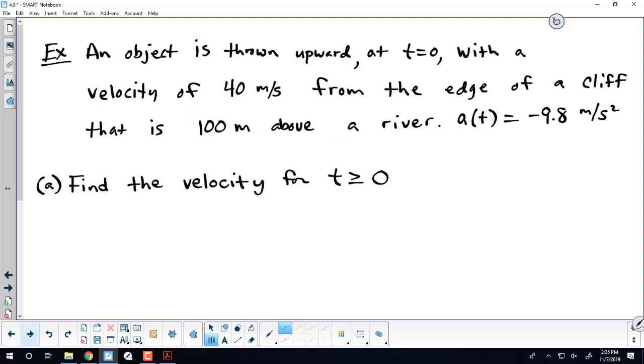So, a specific example: if an object is thrown upward at time equals 0 with a velocity of 40 meters per second from the edge of a cliff that's 100 meters above the river, a of t is negative 9.8 meters per second squared. Find the velocity for all times larger than or equal to 0. So our velocity function will be the antiderivative of the acceleration.